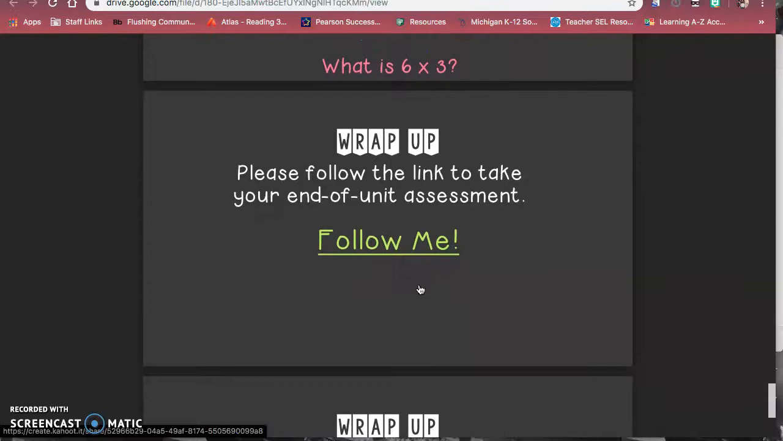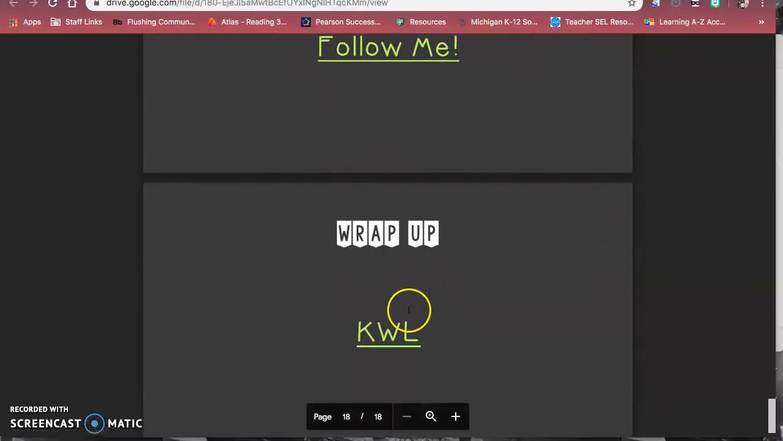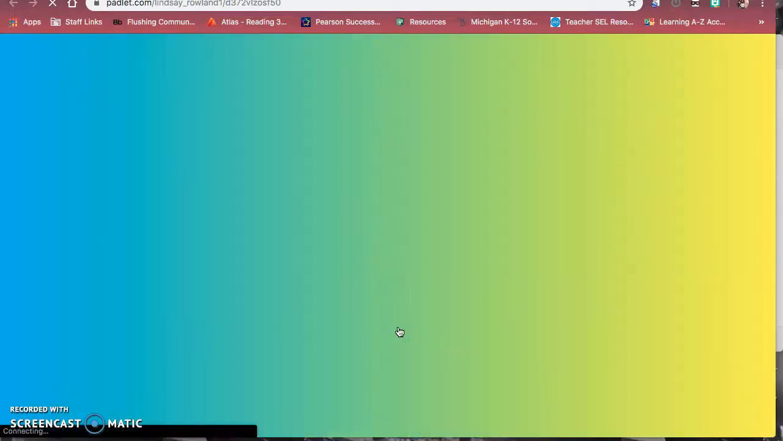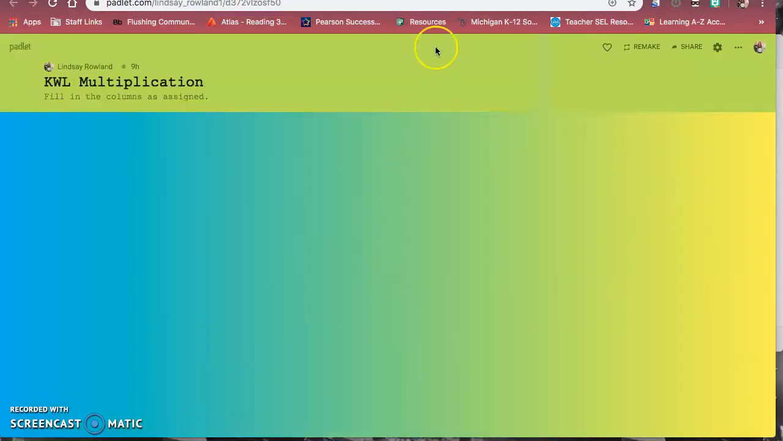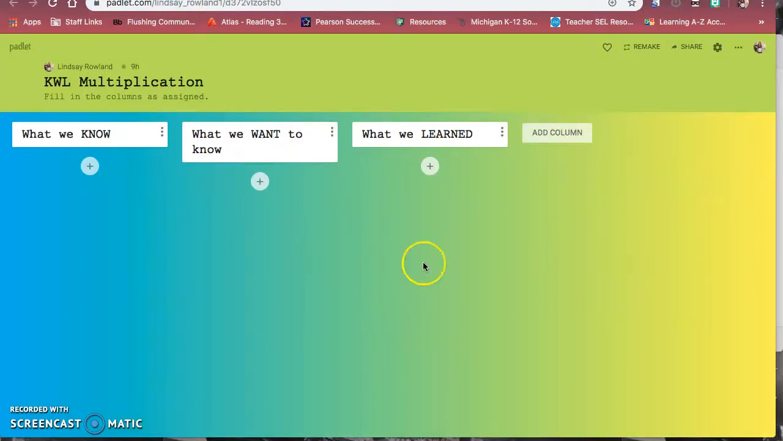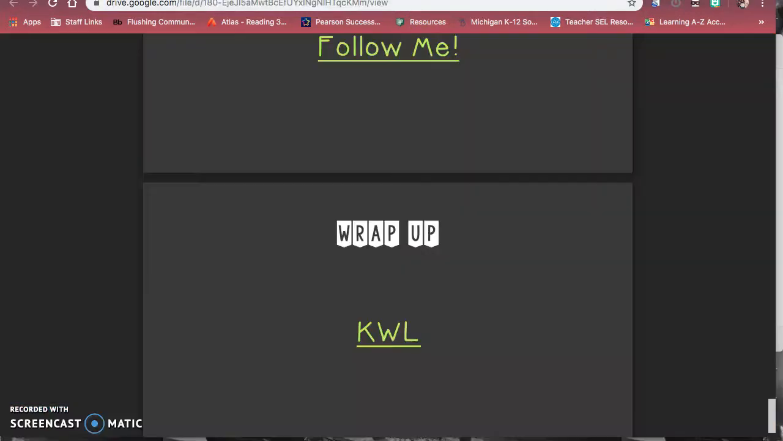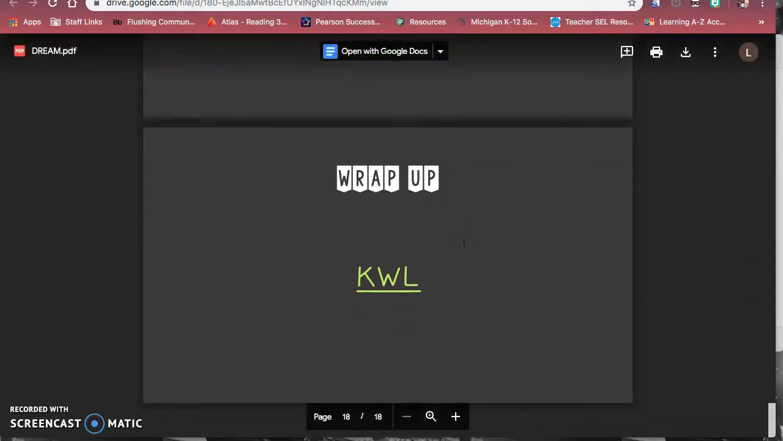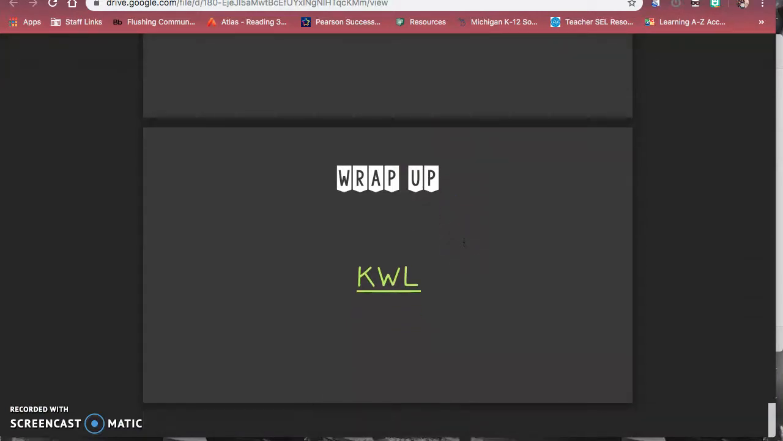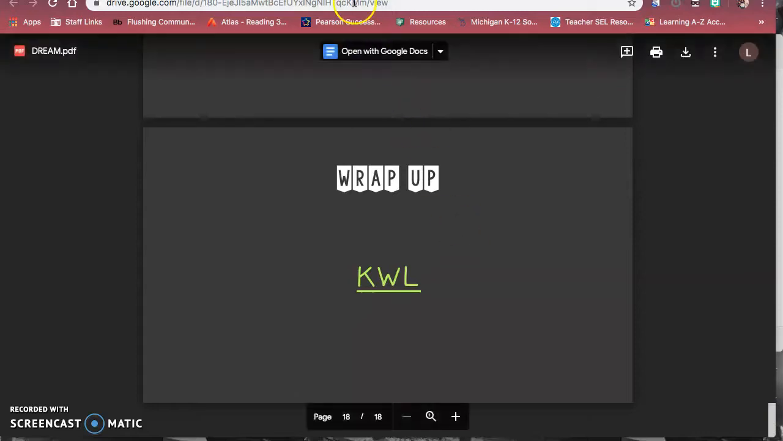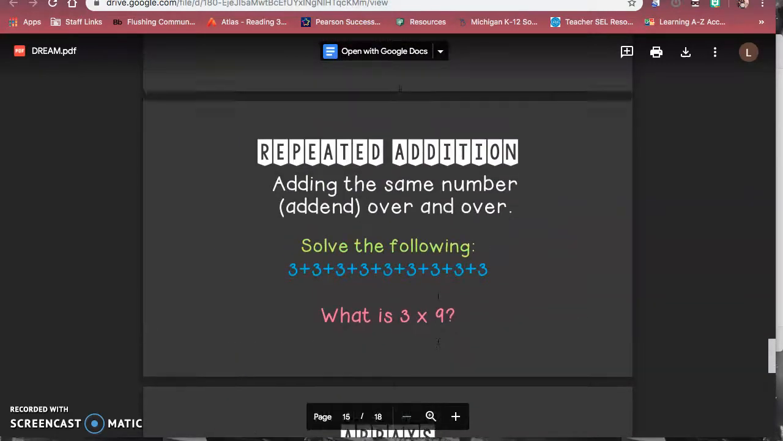And then after the final assessment, we would go back to our KWL and fill in what we learned about this topic and see how far we grew, and celebrate the learning and prepare to move into our next unit, which is actually working with multiplication facts. Let's see. I think that's it for this portion of my assignment.